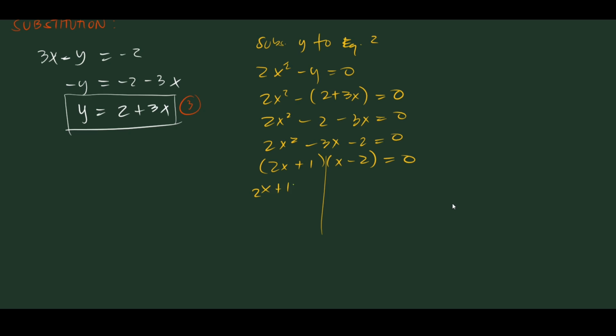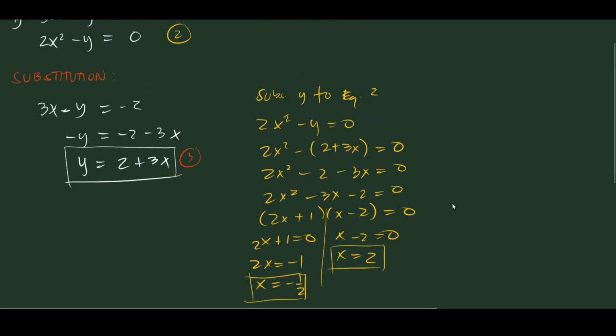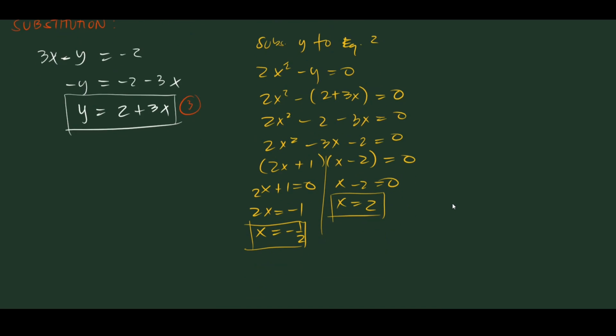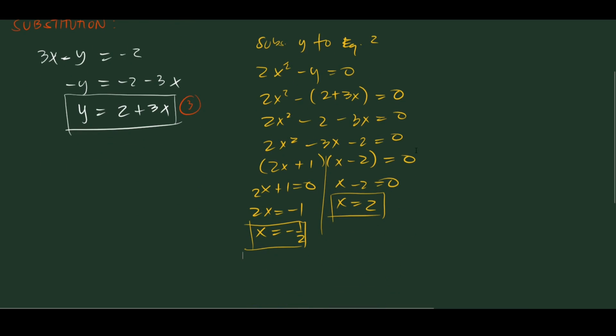So 2x plus 1 is equal to 0, so 2x is equal to negative 1, so x is equal to negative 1 half. And then x minus 2 is equal to 0, so x is equal to 2. So we have two values of x here. This means we get two values of y also, if both of them satisfy our equations. Let's use these x values to find the two values of y as well.